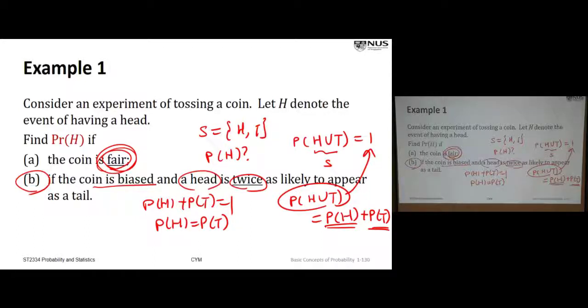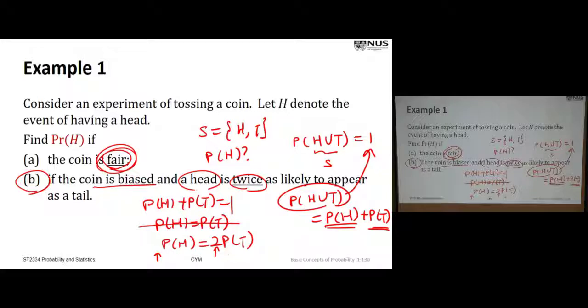Then the second part B, now the coin is biased, a head is twice as likely as tail. So for part B, we replace this by the probability of getting a head equals, and where should I put the 2? Twice. Do I put a 2 here or here? This is bigger. Getting a head is more likely. How likely? Twice the probability of tail.